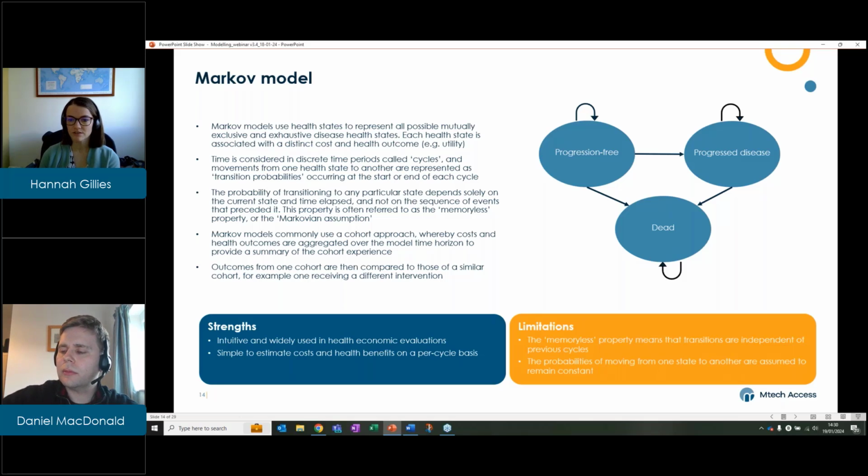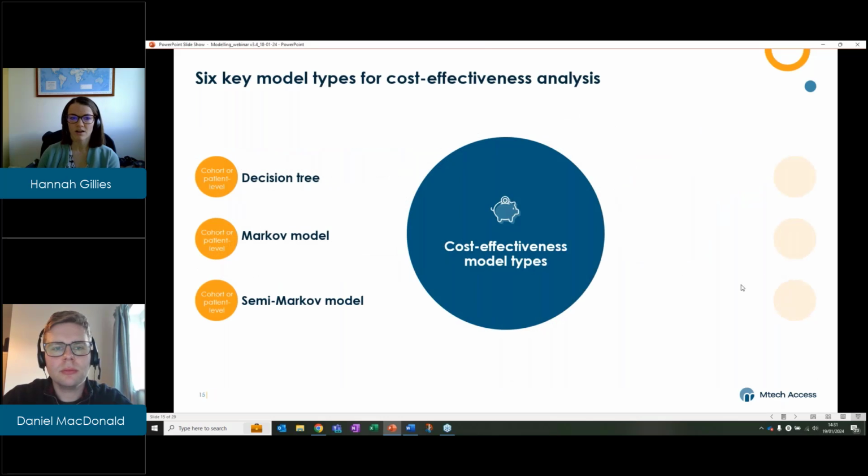There are some limitations. The memoryless property that I mentioned is very important. This means that the transitions are independent of the previous cycles, and the probabilities of moving from one state to another are therefore assumed to remain constant. There is a way to overcome this limitation, and one of the ways to do this is to add tunnel states into the model, and a lot of the time, model developers will relax these assumptions by making these kinds of adjustments, but it can quickly become cumbersome. And this will be discussed further in our next example, which Daniel will explain, which are semi-Markov models.